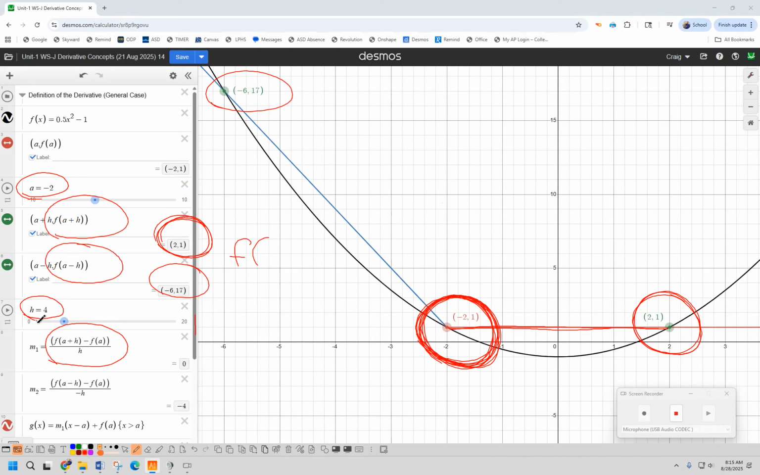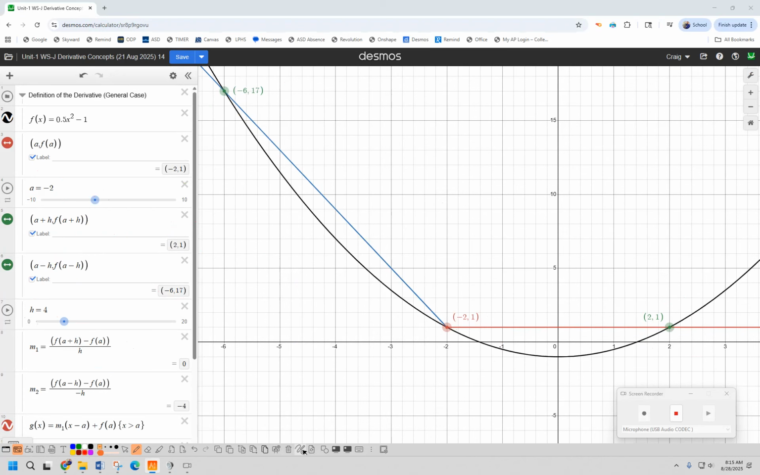And I'm telling it, go calculate the y coordinate on f of x at A, which is -2, plus 4. So -2 plus 4, Michael, is? Positive 2. Perfect, right here. So it's calculating this point for me. So it's calculating the y value at that point. That's where the 1 is coming from.